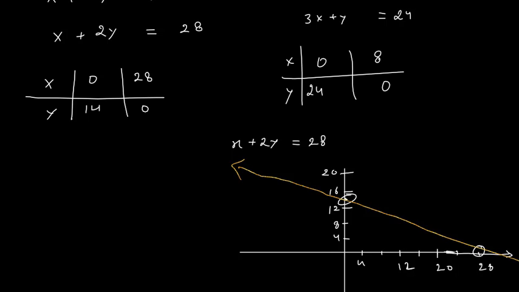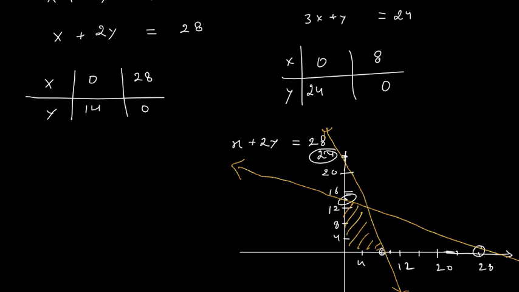For this we have 0, 24. So along the y-axis we have 24, so we will see it here. Then we have 8, 0. So 8, 0 is somewhere here. So 24 and 8, 0. So my second line will be something like this. And my feasible region will be this area.